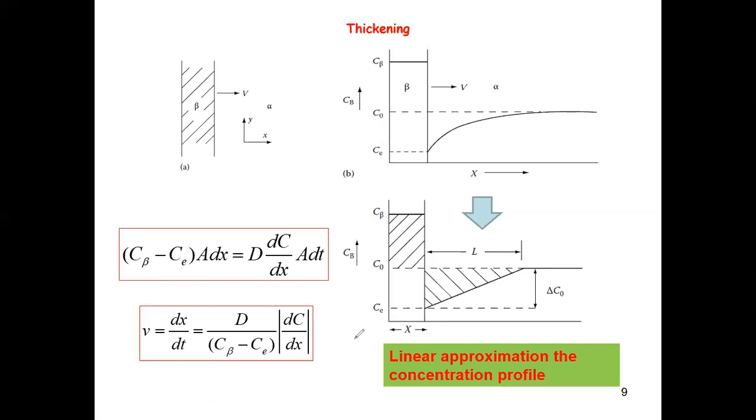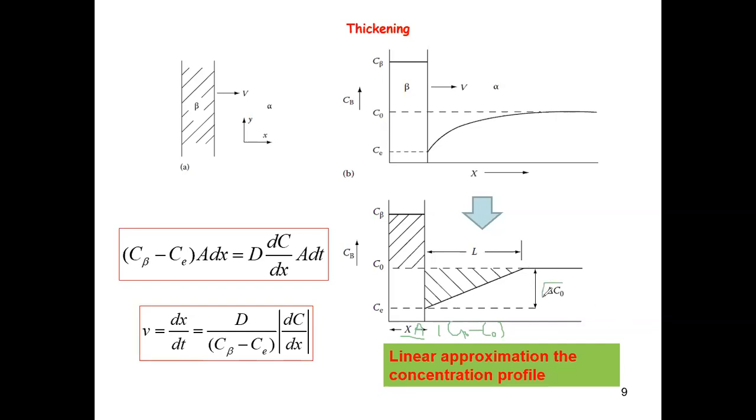I will show that equation later. X times A is basically the volume, and if you take the difference C beta minus C naught, this is the total amount of solutes taken by the beta phase from the alpha phase. And this shaded area gives you the total loss of the solutes in the alpha phase. And also it's easy to do.